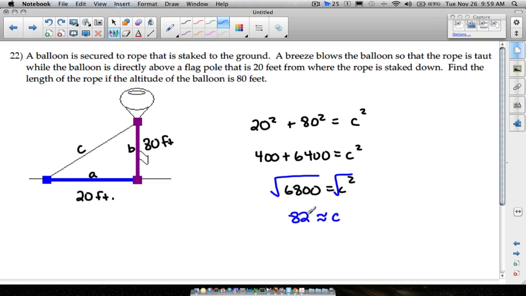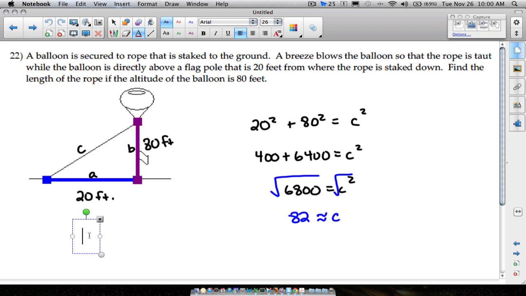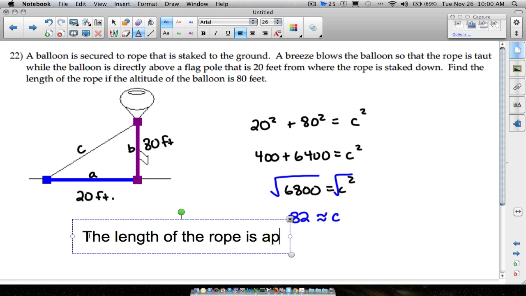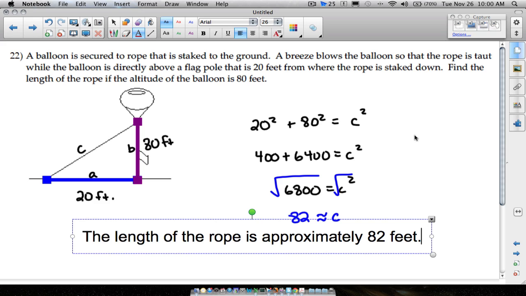The reason why I wanted to go ahead and get an approximation is because we're talking about a real world problem. And notice, we have numbers that are relatively easy to work with, 20 and 80, so I wouldn't want to leave it in square root form. So a complete sentence, depending on what I did ask you to round to, since we rounded to the nearest foot, the length of the rope is approximately, notice I'm using that word approximately, 82 feet. And there's our complete sentence for that problem.